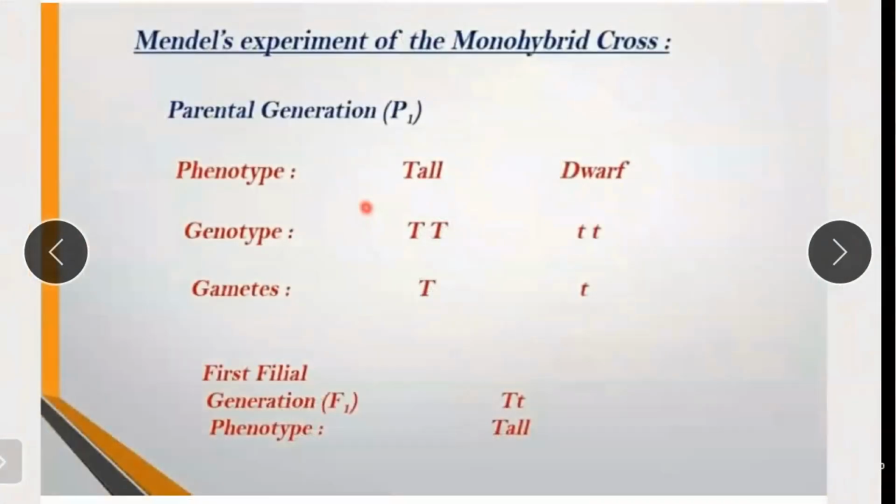3:1. Then you can see in this Punnett square the genotype, phenotype and the gametes. What are the phenotypes? The naming: tall and dwarf. What is the genotype? These are the terms, TT and small t. And the gametes which you are getting from here. So in the first filial generation, we get all tall plants.